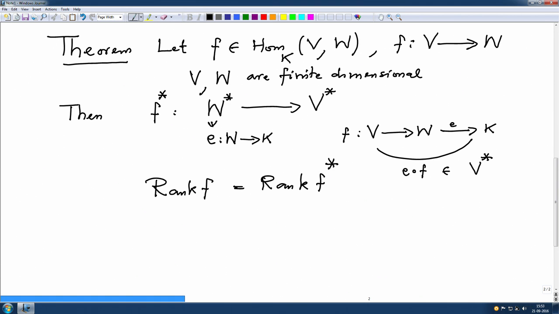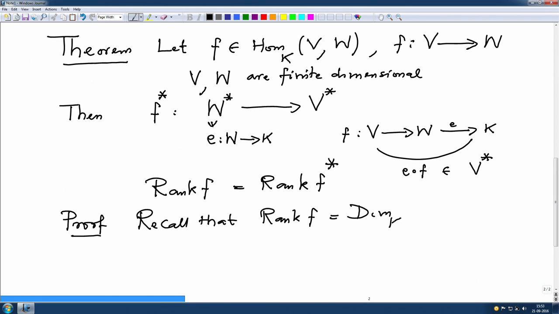So let us prove this. Proof. Recall that the rank of F is by definition the dimension of the image space, image of F. So I will try to imitate what we did in the proof of the rank theorem.